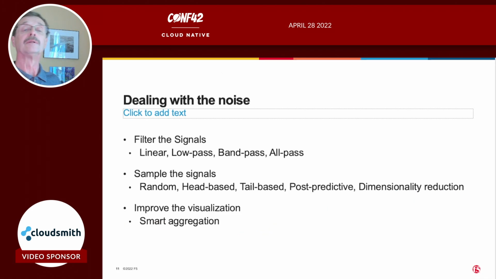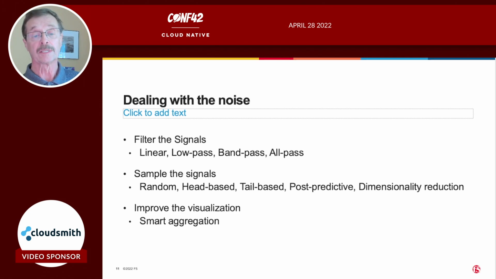First of all, let's take a look at this massive amount of data coming in here. Quite often you'll hear people say that data in mass is noise. Well, there are ways of dealing with that noise. In this observability space, they really come down to either filtering the signals, which can be linear, which smooths it and destroys sharp edges, bandpass, which removes the outliers, or even smart aggregations.